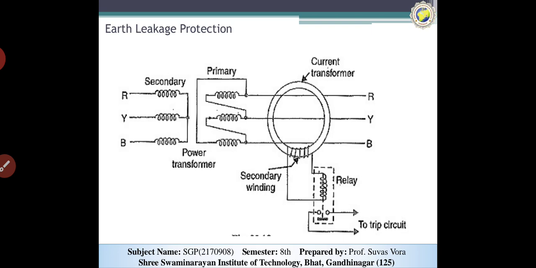We know that from generation to distribution, different power transformers are used. Here we explain only one part, the primary side and the secondary side. If I consider the primary side, the generating side, we put CTs on the three live wires, and these CTs are also connected with another secondary winding, and this winding is connected with the relay and trip coil.